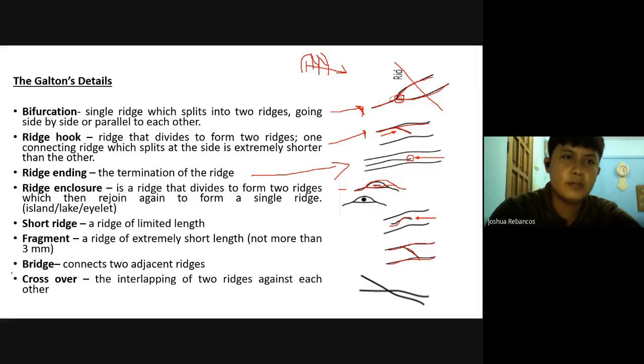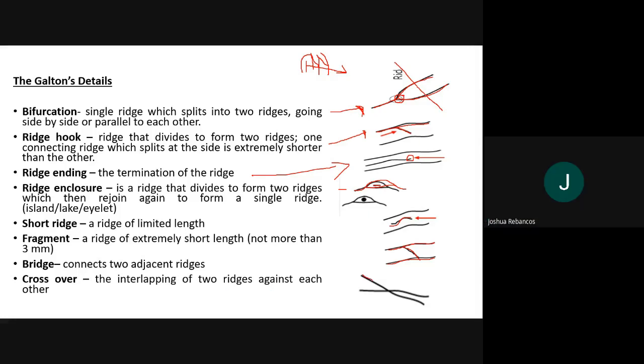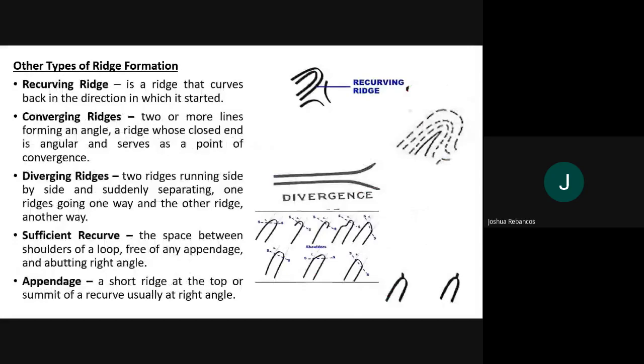Crossover naman, the interlapping of two ridges against each other. So ito siya. Parang nag-intersection. Crossover, tawag natin dyan. Okay? This is the crossover of the two interlapping ridges. Okay, meron naman tayong tinatawag na other types of ridge formation. So we have the recurving ridge.